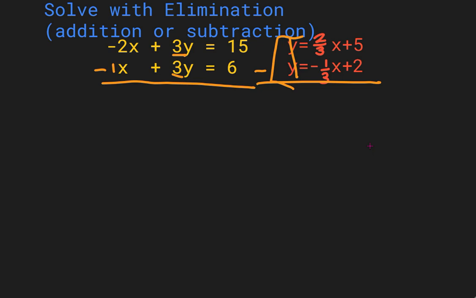-2 minus 1 gives me -3x. 3 minus 3y is 0. And 15 minus 6 gives me 9. Now, the opposite of multiplying is dividing. I'm going to do it to both sides.